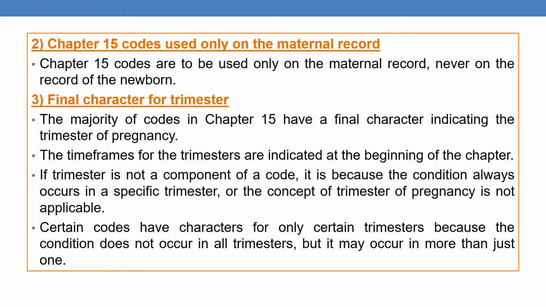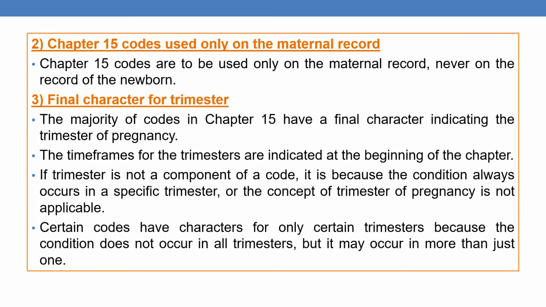Now coming to the second one, chapter 15 codes used only on maternal record. It is very important that the chapter 15 codes are to be used only on the maternal record, never on the record of the newborn. The newborn record will have different codes and you can never use an O code on the record of the newborn. Chapter 15 codes are to be used only on the maternal record and never on the record of the newborn.